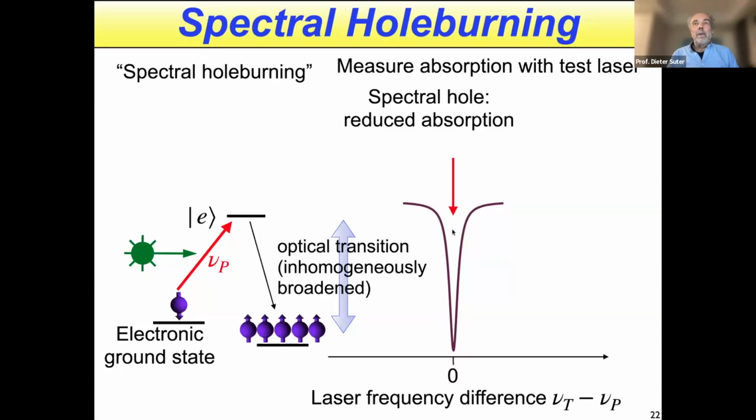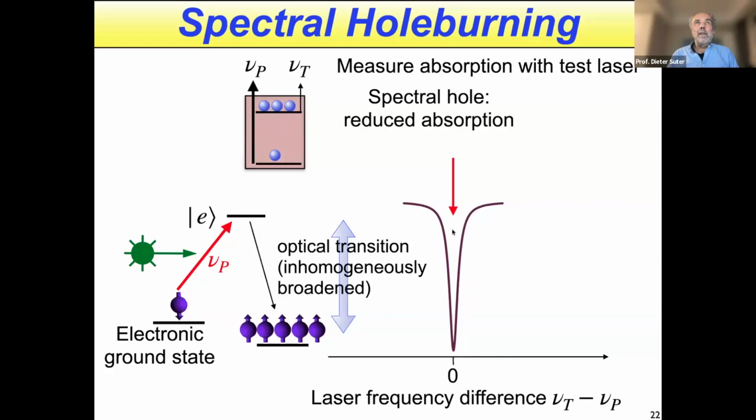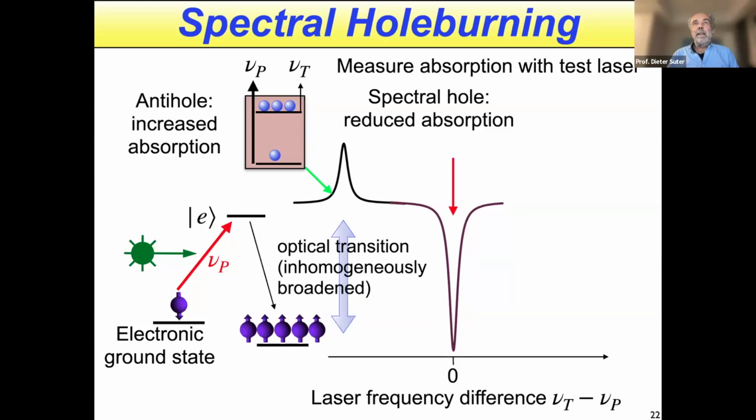Now you have burned away the population into a different state, but you have not eliminated those ions. So you have created a larger population in a different state. And if the test laser beam now interacts with the transition from that state to the electronically excited state, you will actually get increased absorption. This increased absorption is also known as an anti-hole.